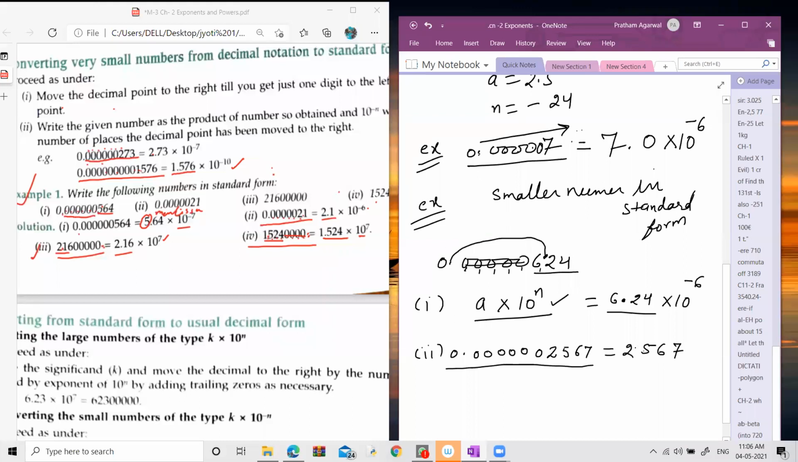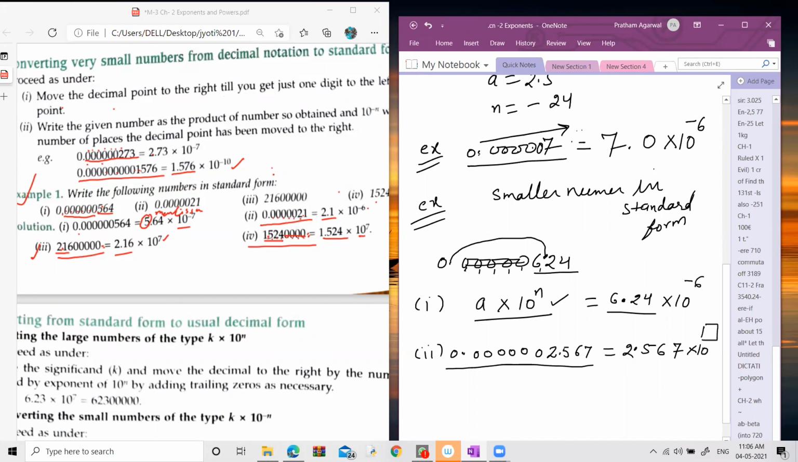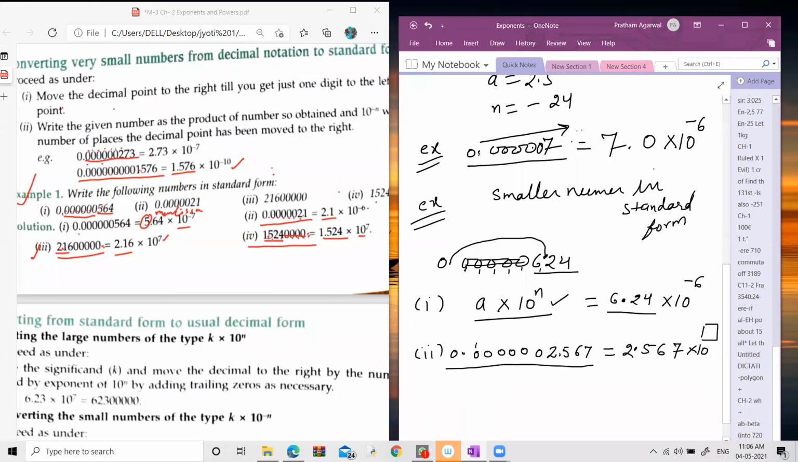Now write the 10. And now it's time to put the power of 10. What power comes? It depends upon the moving of the decimal places. So you have to bring this decimal here. You want to bring the decimal from left to right at this place. So how many places are you moving from left to right? Just count it. 1, 2, 3, 4, 5, 6, 7. 7 places you are moving from left to right. There is minus power of 10.